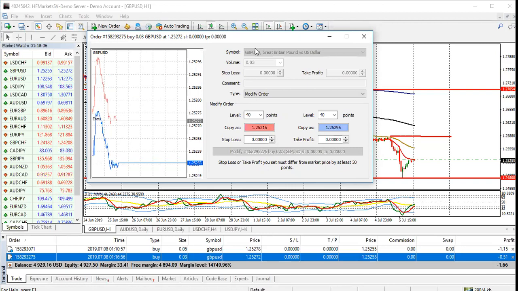All right, this is the GBP USD 0.03. This is the trade that is running. When I double click, it gives me an opportunity to modify it. Modifying it means that I can now enter my stop loss, take profit, or I can also close.